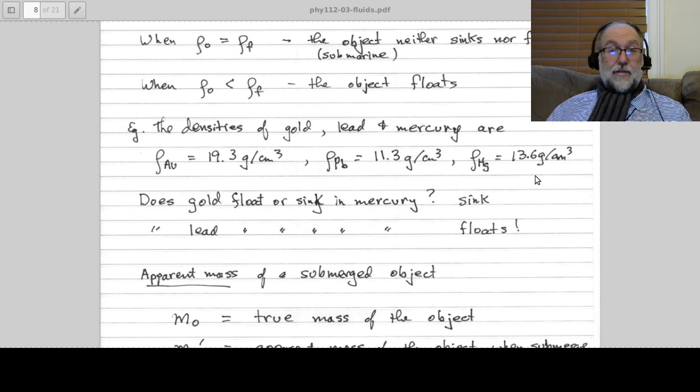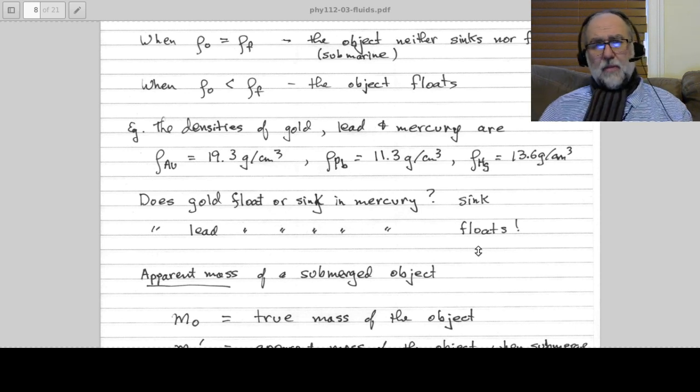It turns out that lead is actually less dense. And so lead actually floats on top of mercury. So that's kind of remarkable. And you can go on YouTube and just search for lead floating on mercury, and you can see those people doing those experiments.